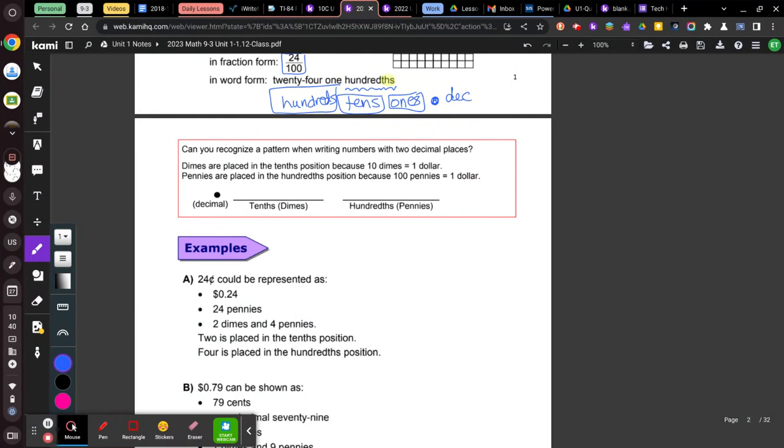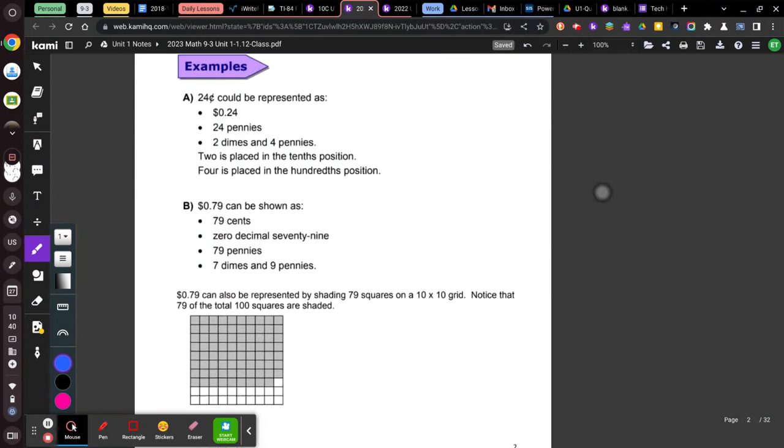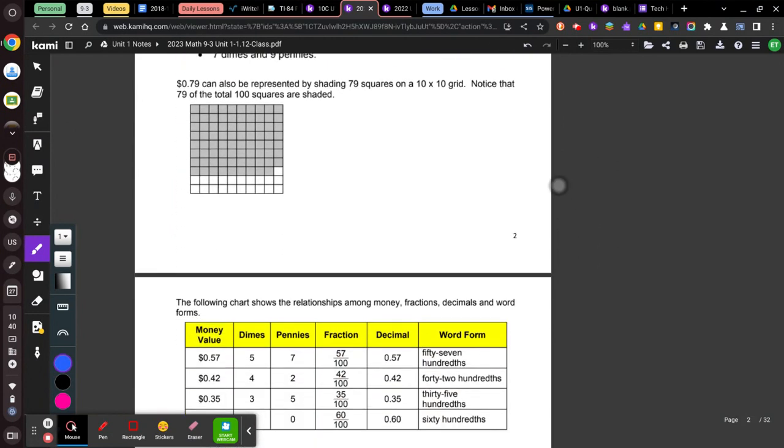So our decimal is here. This is our tenths, dimes. So this number would be out of 10. This number is going to be out of 100. And that's how we would find it. So we have tenths places and hundredths places. So let's take a look at the bottom shading there.